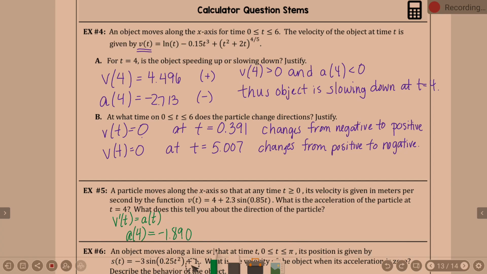Okay. Does your derivative of velocity, or in other words, your acceleration, match mine? Yes. Okay. What is the acceleration of the particle at t equals 4? What does this tell you about the direction of the particle? Left. Okay. The particle is being pushed left at a rate of negative 1.89 meters per second squared is how I have mine written.